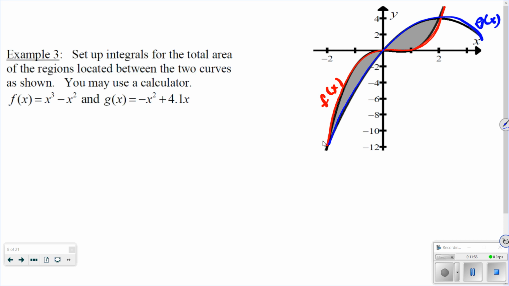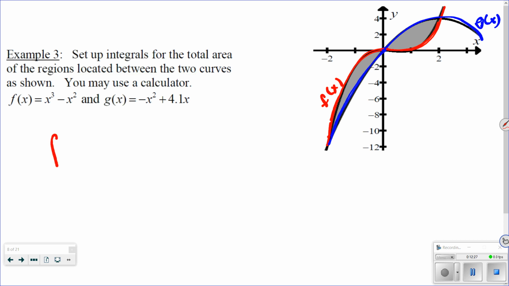Now, what you notice is, remember we said this rule only works if f of x is always on top. And so what we're going to do is we're going to split this right here. On the left side, I'll take f of x, the red one, minus g of x, the blue one. But then when I get over here, I've got to switch it. On the second part, I've got to take g of x on top, and I've got to take f of x on the bottom. Okay, so this is what my integral is going to look like.